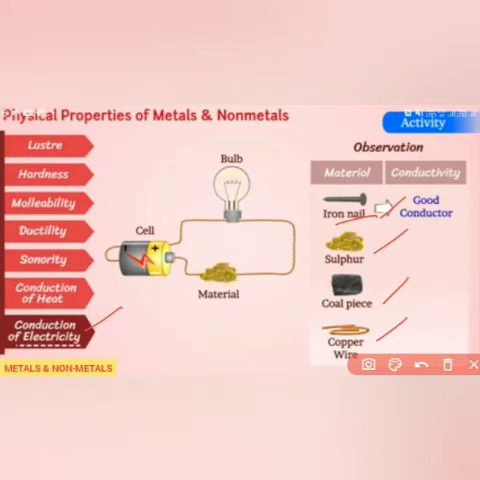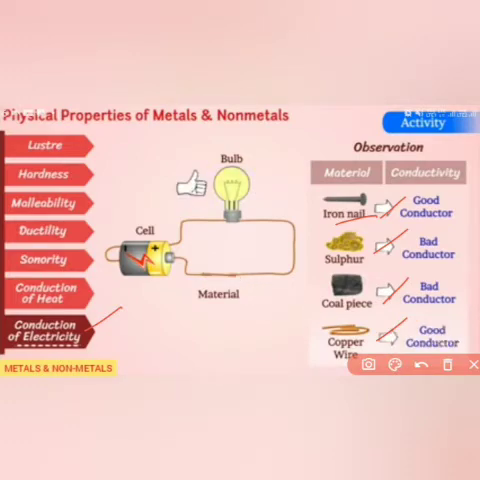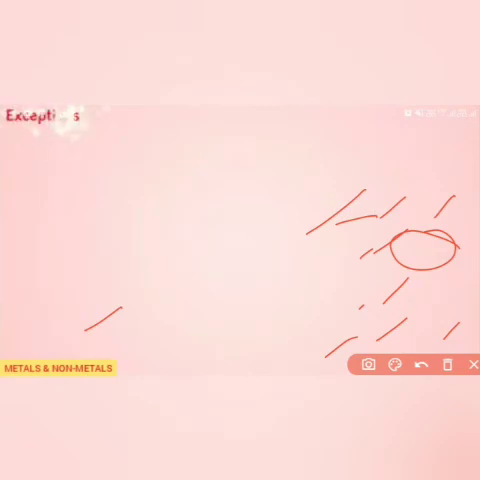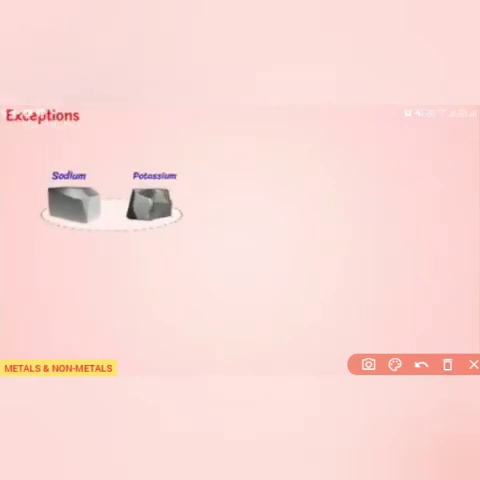When we put sulfur, the bulb will not glow. If we now put coal pieces, again the bulb will not glow. And when a copper wire is placed, then also the bulb will glow. What does it mean? Since iron and copper are metals, metals are good conductors, that's why the bulb is glowing. And sulfur and coal pieces are non-metals, and that's why the bulb is not glowing, which means they are bad conductors of electricity. So what we concluded: metals are good conductors of electricity, while non-metals are bad conductors of electricity.